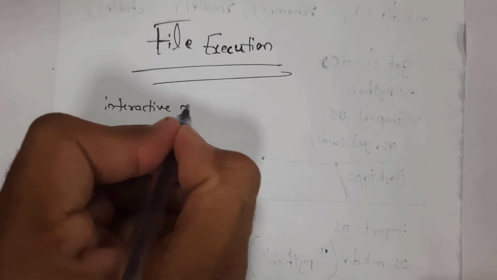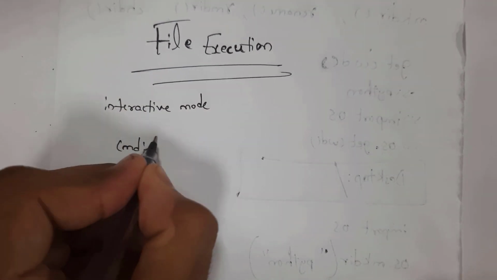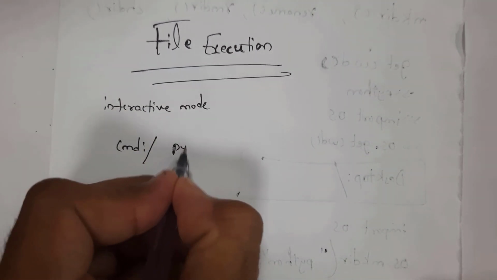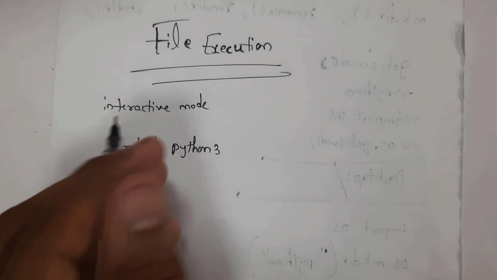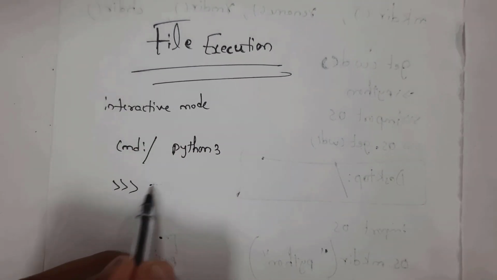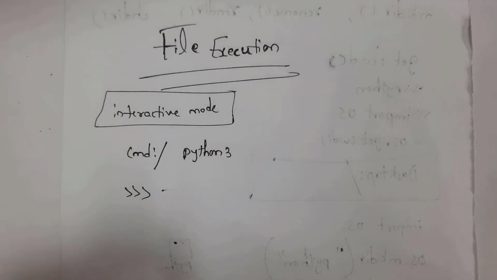Next I will explain file execution in Python. There are various ways we can execute a Python file. First one is by using interactive mode. Interactive mode means you need to open command prompt, and inside command prompt you need to write python3. Whenever you write python3, it will open Python. Now you can write Python code inside command prompt. This is the first way to run Python.